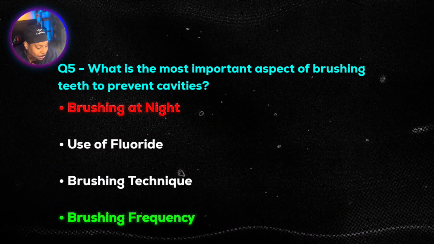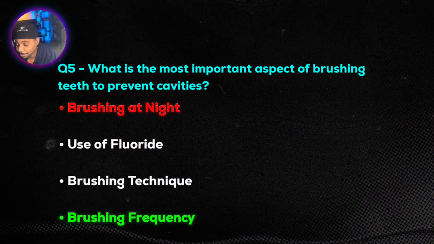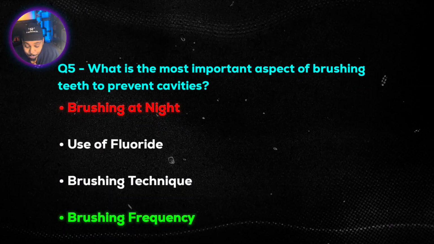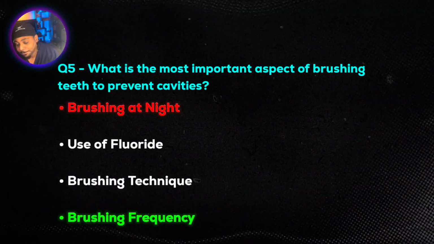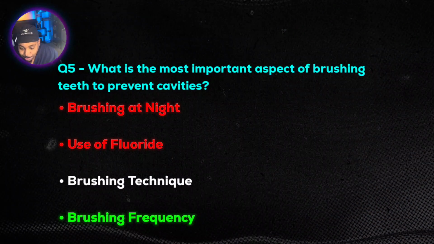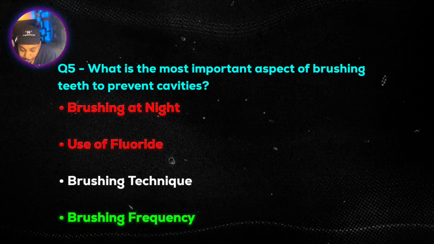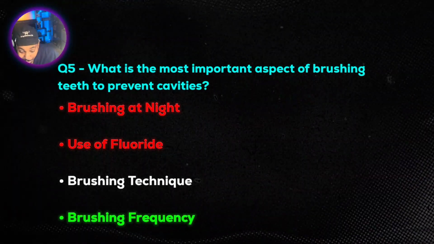So when you go to sleep, you stop producing as much of that, and you actually become more prone to dental cavities. At night, make sure you brush before you go to bed, but it's not most important. So it is important, not most important. Use of fluoride, we talked about, very important. Remember, it makes the tooth stronger and helps remineralize the teeth. Very important, not most important. We can still prevent cavities without having any fluoride present.